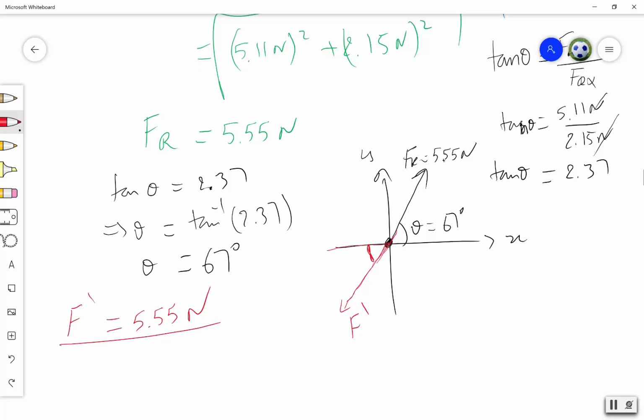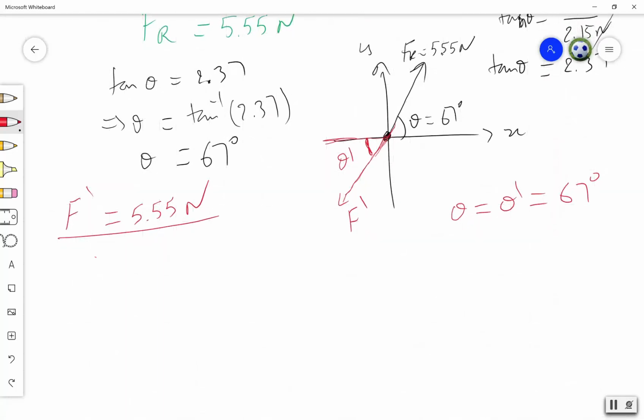these two angles here are opposite to each other. So theta and theta prime, they are opposite to each other, so they are equal. Theta equals theta prime and equals 67 degrees. So F prime is about 67 degrees from the x-axis in the other direction, right? Or you can say theta prime equals 67 degrees. You can keep it this way, and it's very clear to me or anybody who can see it.